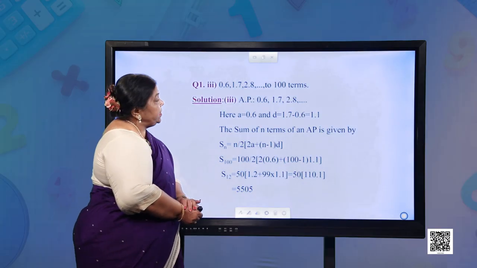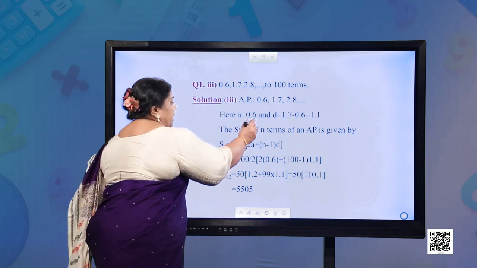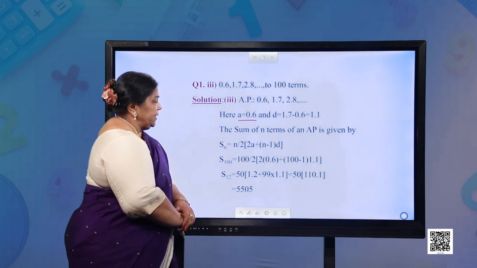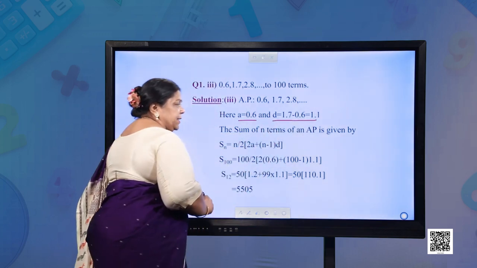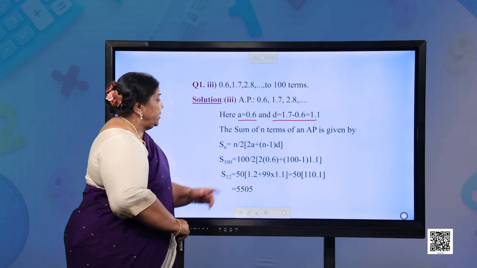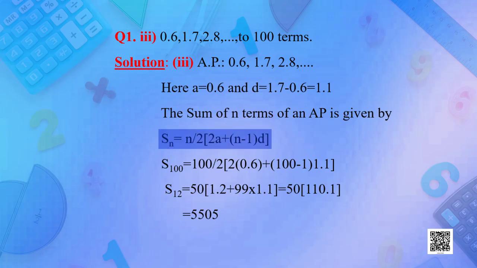0.6, 1.7, 2.8 to 100 terms. Here, obviously, a is 0.6 and d is 1.7 minus 0.6, that is 1.1. Sum of n terms of an AP is given by S_n is equal to n upon 2 into 2a plus n minus 1 into d.